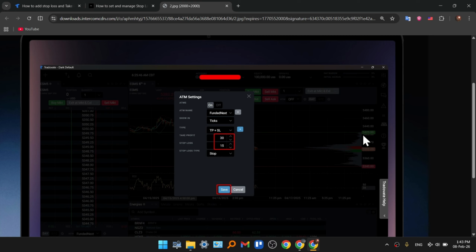Also, you can drag the stop or target lines directly on the chart to fine-tune risk. And that's how you set stop loss and take profit on Tradovate using bracket orders, the safest way to trade futures.